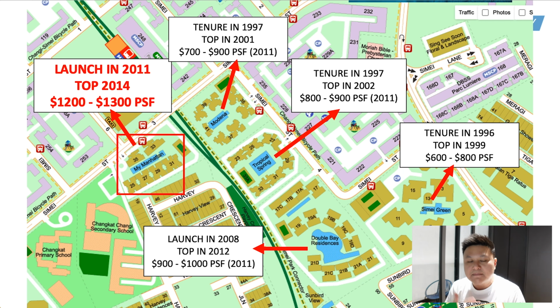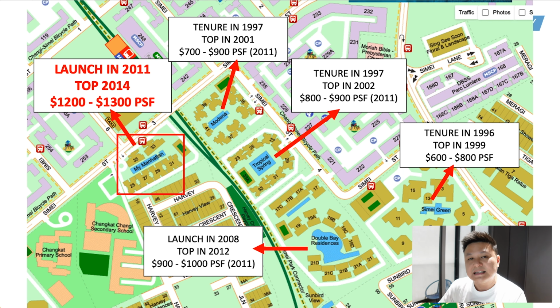And we look at what the neighboring projects are selling, which are actually the resale projects. For example, Modena, whose tenure is from 1997, actually TOP in 2001. And during 2011, you will see that I've done a lot of comparison based on 2011 prices. Now, why is it so? Because if today I want to buy a My Manhattan at $1,002 to $1,003 per square foot, I probably just want to understand a little bit about what the resale prices are.